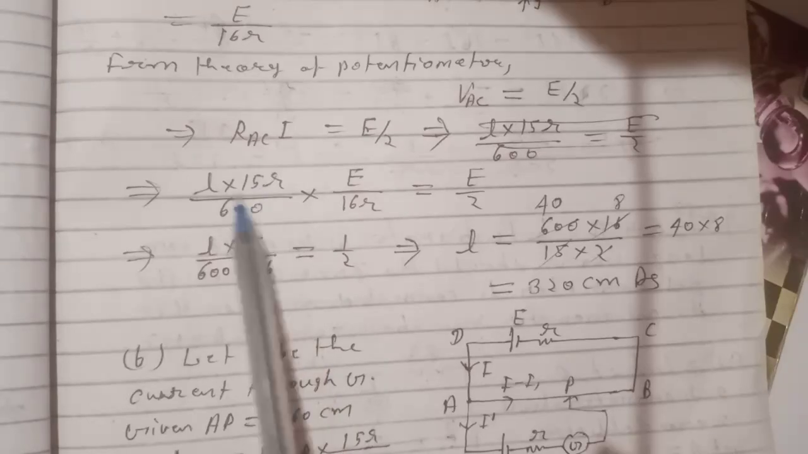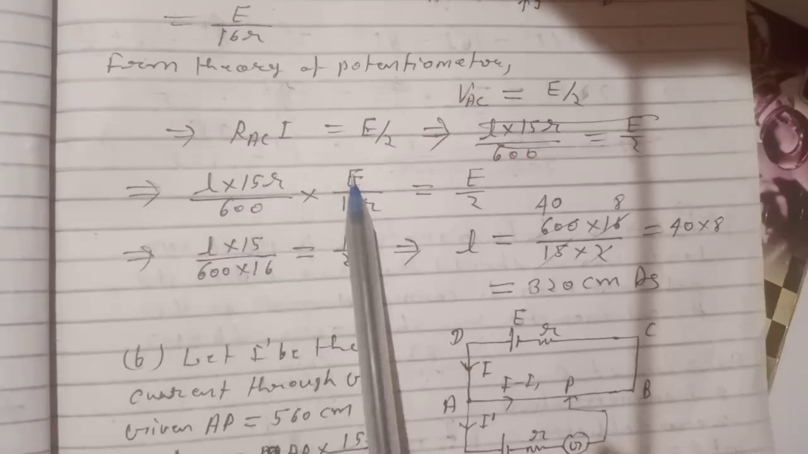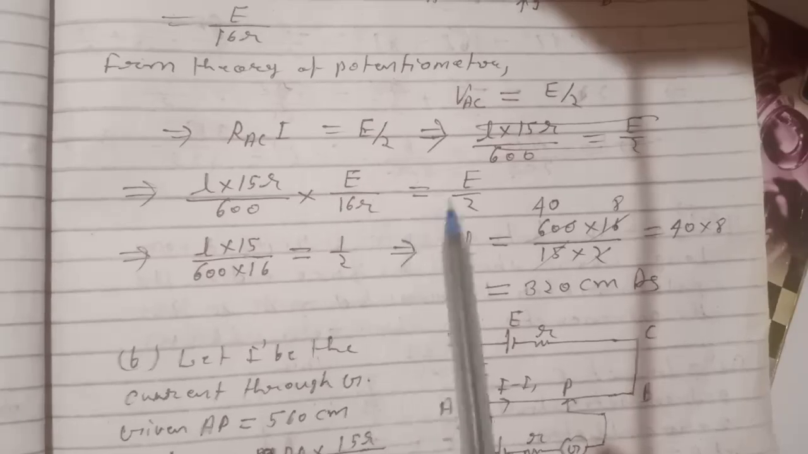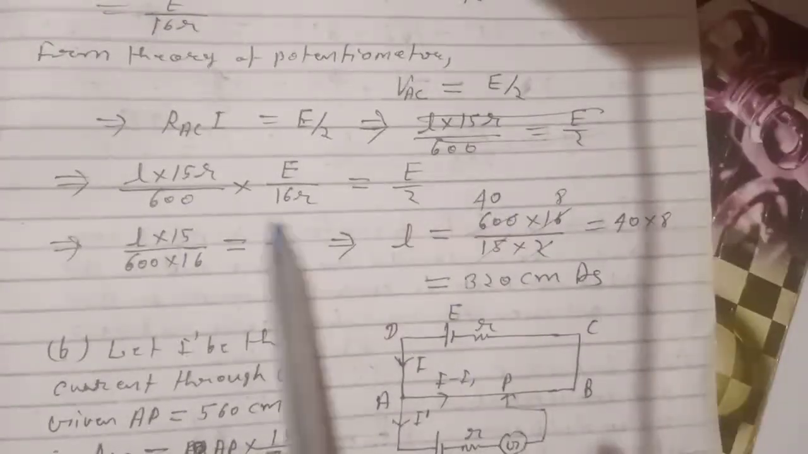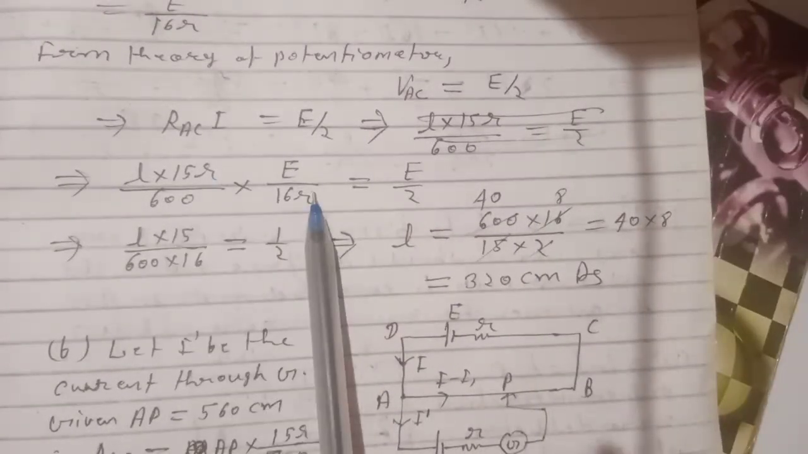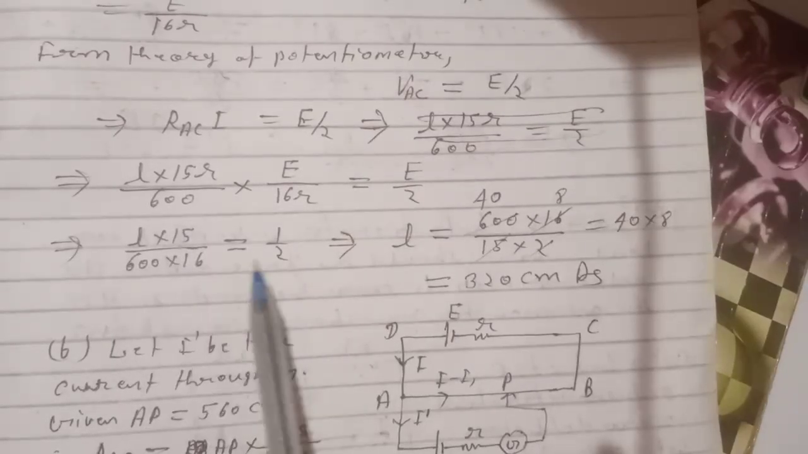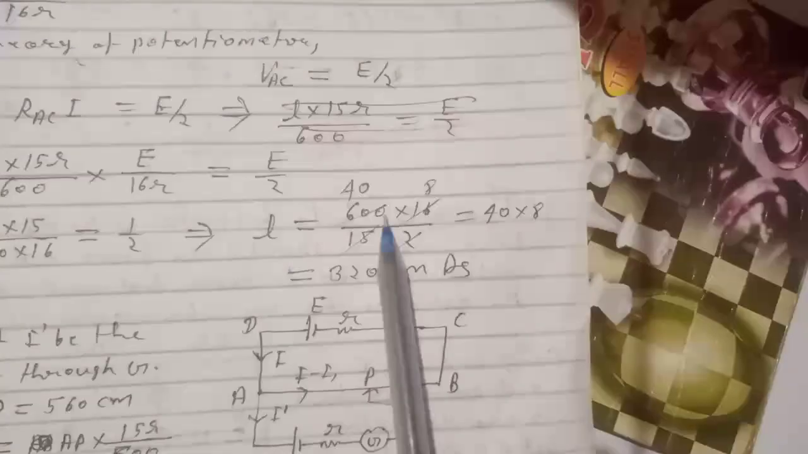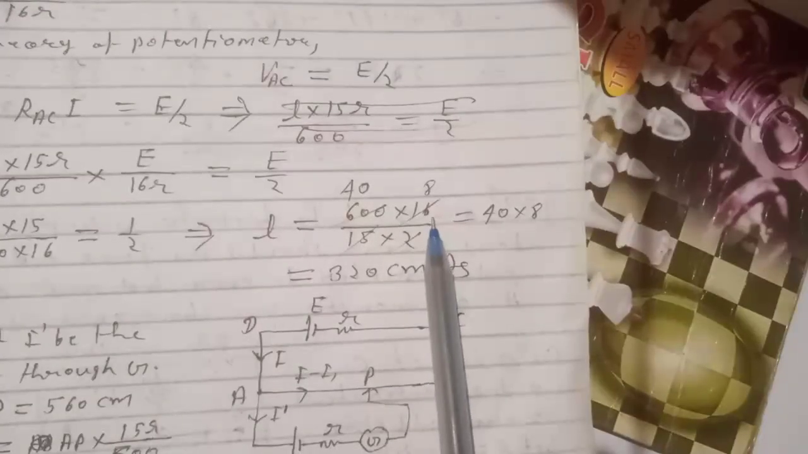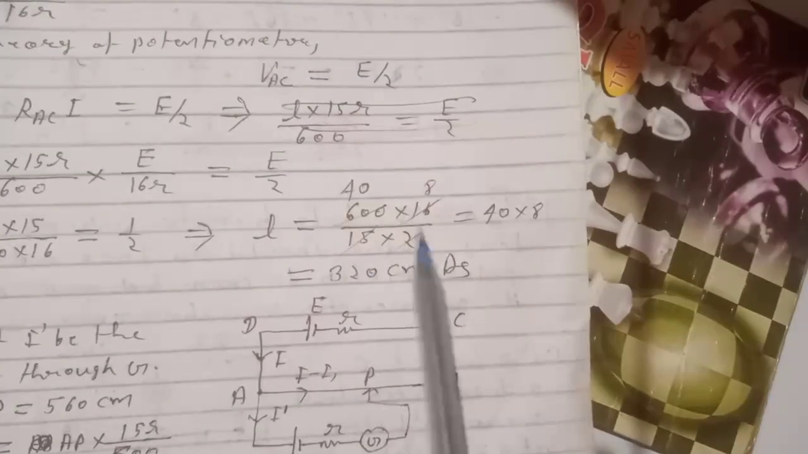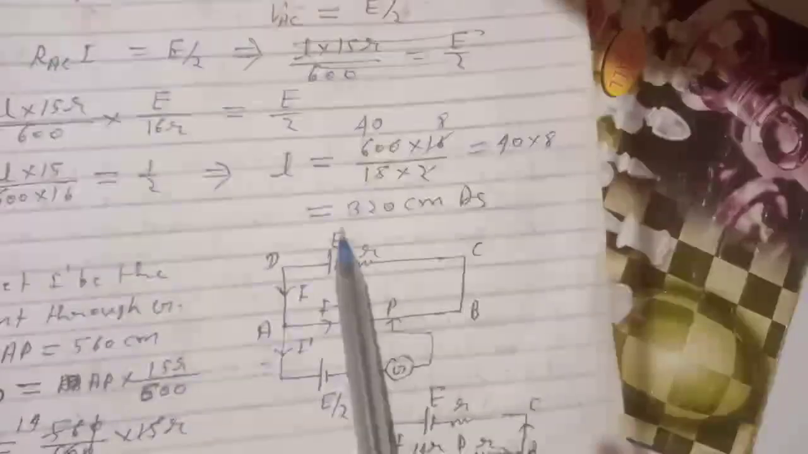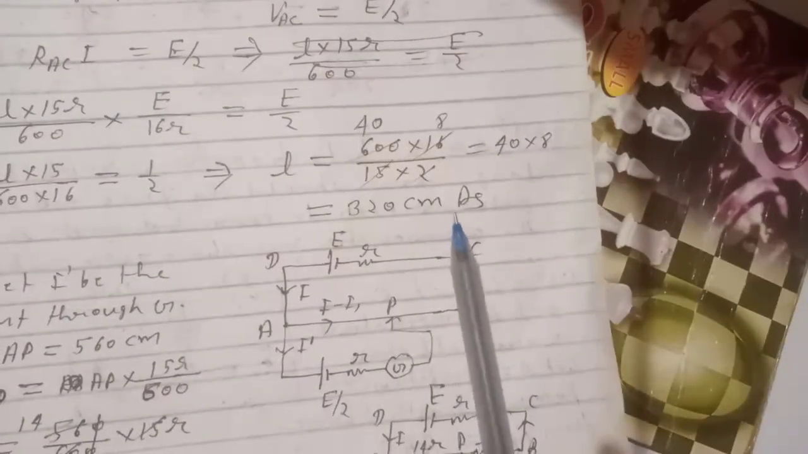RAC is equal to L into 15R by 600 into E by 16R equal to E by 2, and R will cancel, E will cancel, so L into 15 by 600 into 16 equal to 1 by 2. This implies L equals 600 into 16 by 15 into 2, solving this you get 40 into 8 equal to 320 cm. Answer.